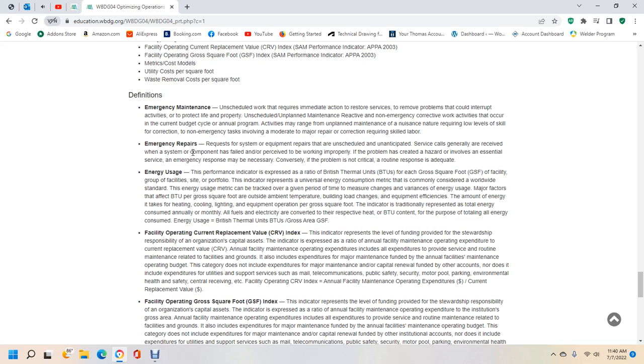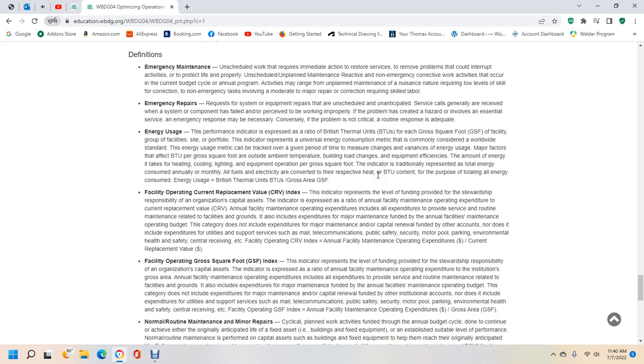Emergency repairs are required for system and equipment repair, and involve unscheduled and unanticipated service calls, generally received when a system or component has failed to work properly, creating a hazard involved with an essential service. An emergency response may be necessary, though if the problem is not critical, a routine response is adequate.